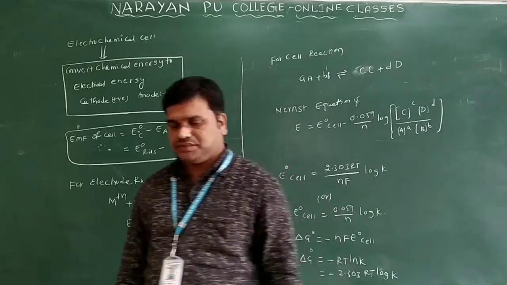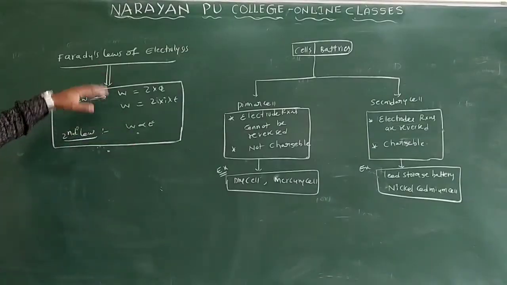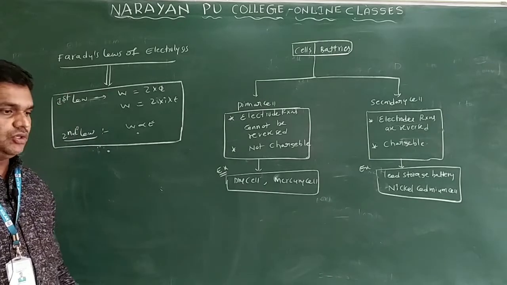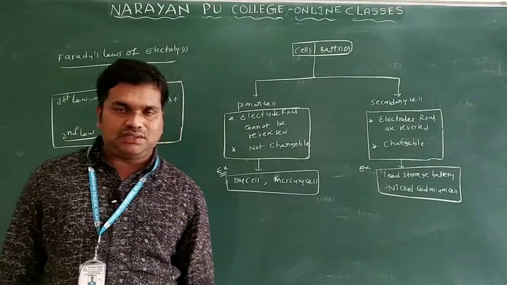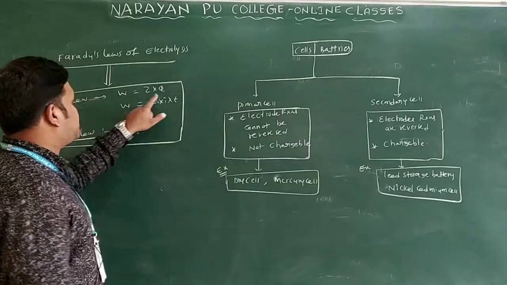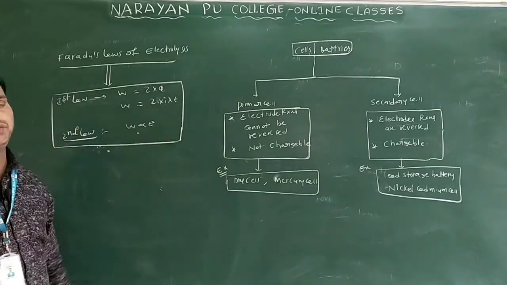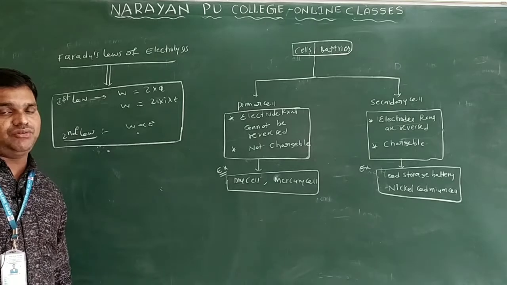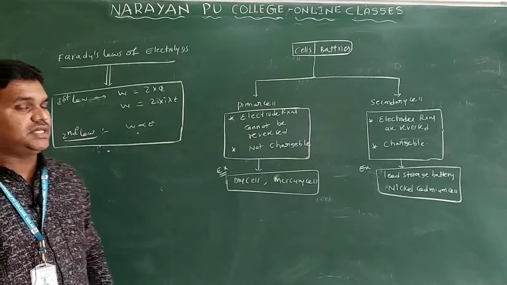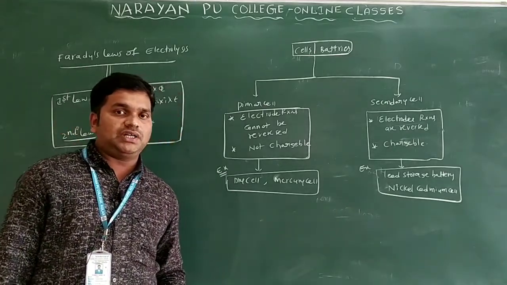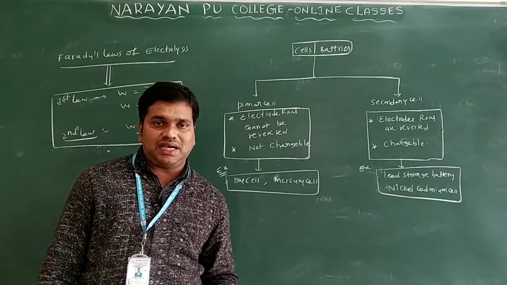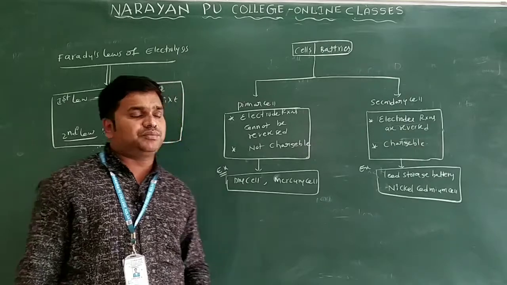The one more concept we have discussed is Faraday's law of electrolysis. We have two laws, Faraday's first law and Faraday's second law. Mass of the substance deposited at cathode during electrolysis is directly proportional to the quantity of electricity passed through the solution, that we are writing W is equal to Z into Q. What is Q? Q is equal to I into t. What is Z? Z is electrochemical equivalent. Already discussed about the formula of Z also. And one more, the second law of electrolysis: if the same quantity of electricity is passed through different electrolytic solutions, the mass deposited at cathode is directly proportional to the equivalent weight of the substance.